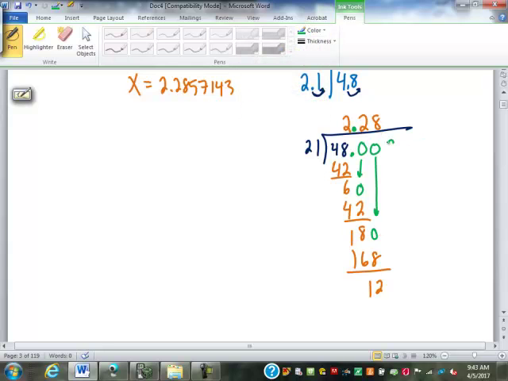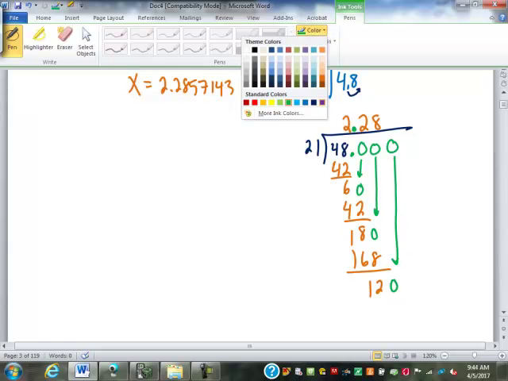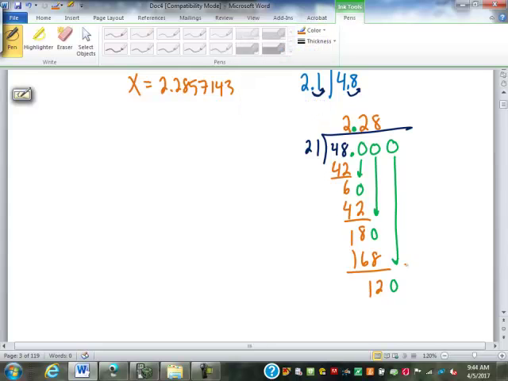We have to go one digit beyond. So we have to add one more 0 and put it in. 21 into 120 goes 5 times. 5 times 21 is 105. There's 15 left over. The reason we had to go that extra place here, past our hundredths, is because we need to know, is that going to stay 2.28 or is it going to round up to 2.29? That 5 does tell us we're going to round up to 2.29. So that is 2.29.